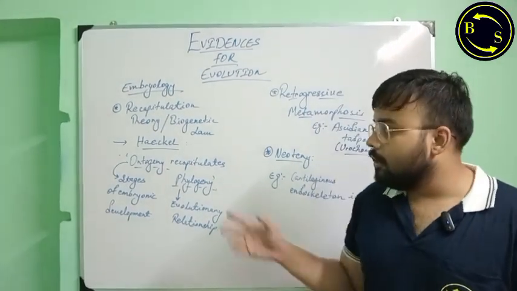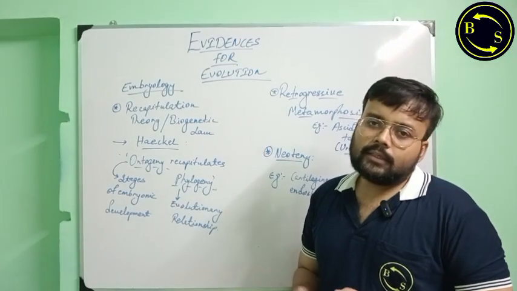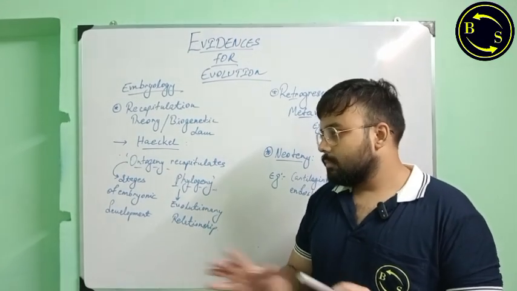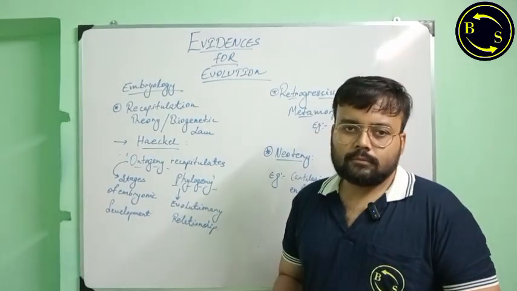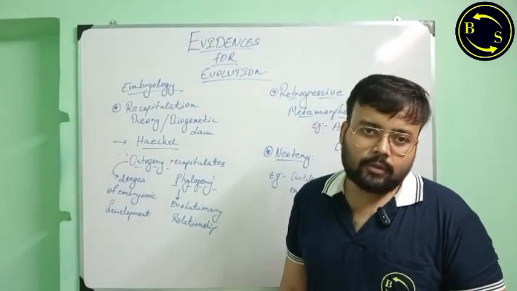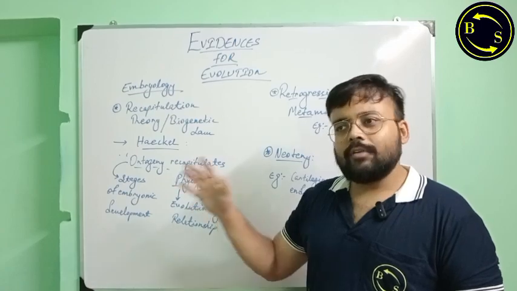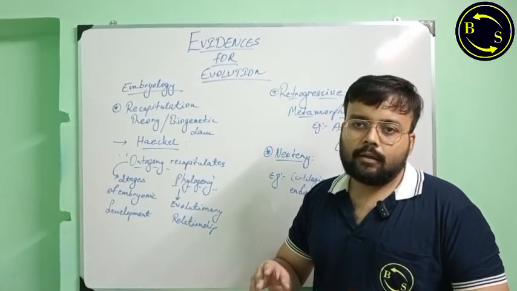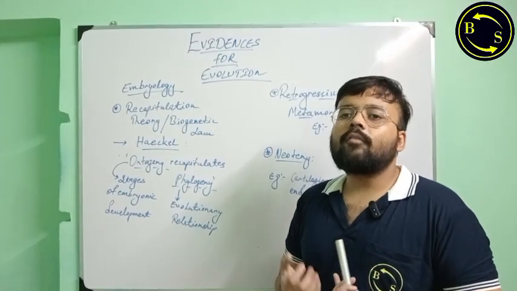And Haeckel, when he observed this theory, he said that okay, since embryonic development mirrors the different stages of evolution, the different phases of evolution, the different relationship of evolution, this means that evolution has really occurred, and the memories of evolution are still stored in our genes.